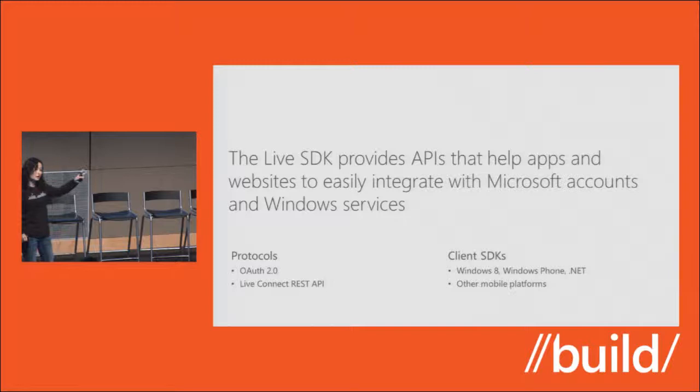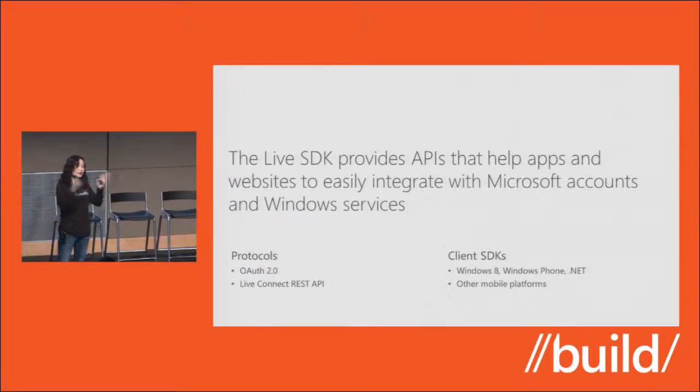There are mainly two parts of Live SDK, one on the server side and one on the client side. On the server side, we provide a set of REST APIs, a set of protocols that allow any type of client to interact with our services. Mainly, there are two protocols. One is the standard OAuth 2.0 protocol for authentication. And we also have a REST API that allows clients to access user data. On the client side, we provide a set of SDKs that make it much easier to interact with these services.